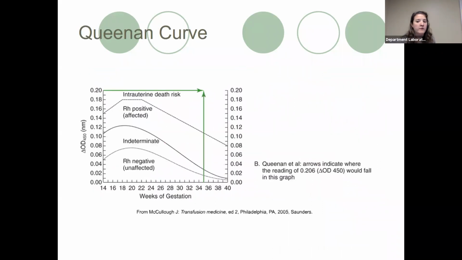There's another curve, the Queenan curve. It's a more recent release of how they measure the amount of bilirubin present in the amniotic fluid. It uses 4 zones: unaffected, intermediate, moderate, and then if it's all the way up here, this is where intrauterine transfusions would be needed, and if it goes untreated, it could result in in utero death. So this is just another graph that they use, the Queenan.